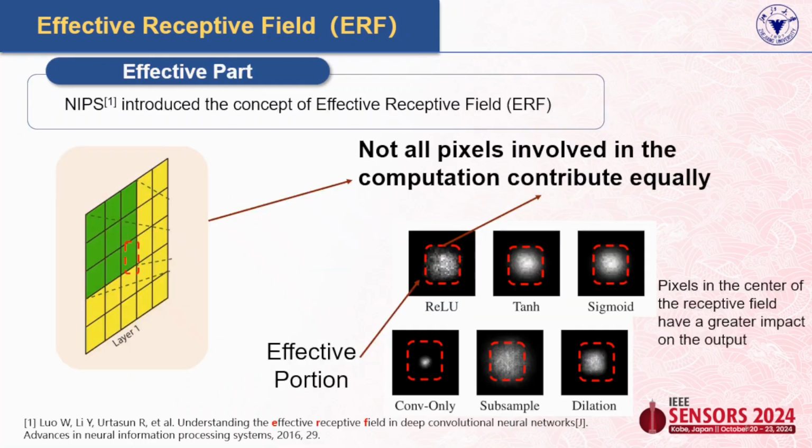However, NIPS introduced the concept of effective receptive field, indicating that not all pixels involved in the computation contribute equally. Pixels in the center of the receptive field have a greater impact on the output, and the effective receptive field often follows a Gaussian distribution from the center. This is the main idea we want to show in this work, and find what the model can actually see through the whole area.